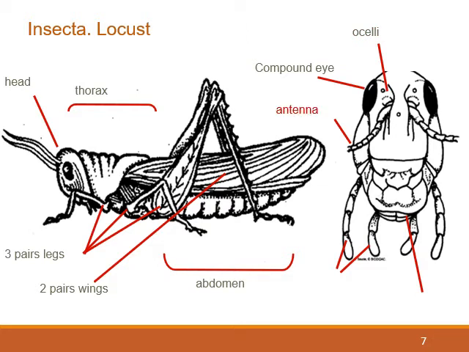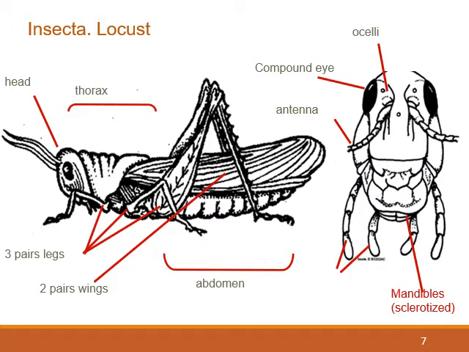You also see this antenna from the locust head. This antenna is very important to the biology of insects, and this is their primary means of olfaction, or their sense of smell. Sometimes in different insects it's used for different things, but primarily this is where the insects pick up on chemical cues from their environment.